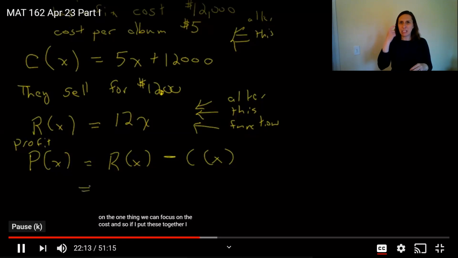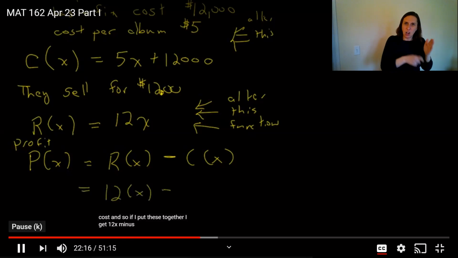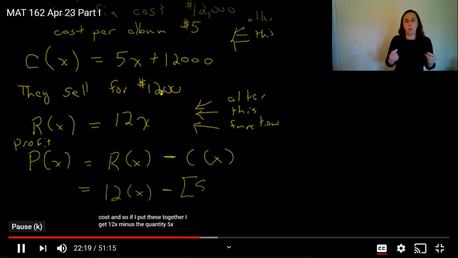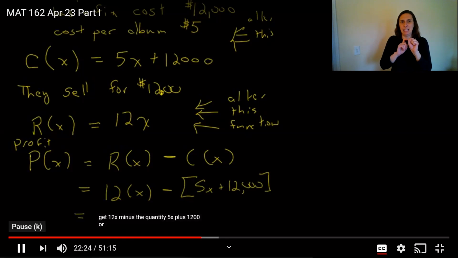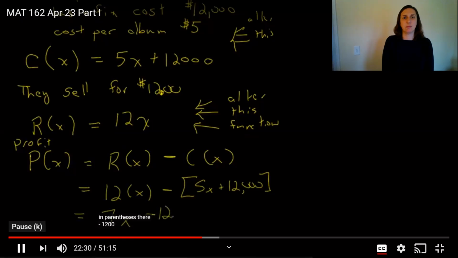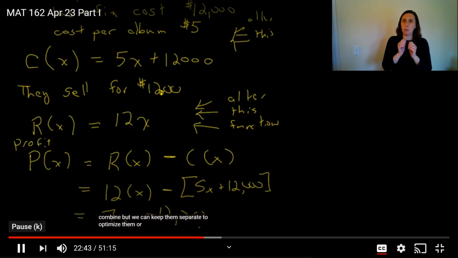And so if I put these together, I get 12x minus the quantity 5x plus 1200, or 7x, oops, I didn't mean to put that in parentheses there, minus 1200. And so we're able to slam all these functions together when they combine, but we can keep them separate to optimize them or use them to their full advantage. And optimization is usually why these things are kept different.